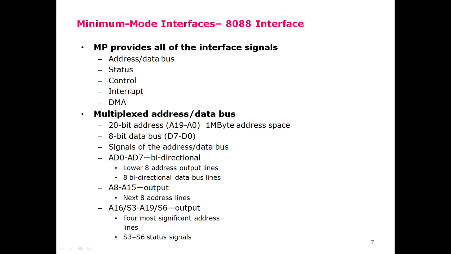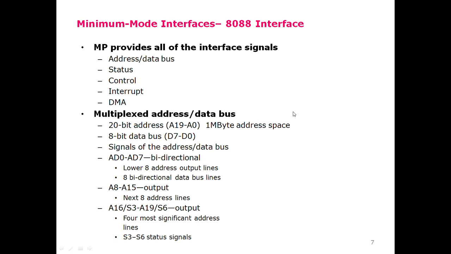The interrupt signals are received or provided by, for example, hold, acknowledge, interrupt request, NMI, and interrupt acknowledge. These signals are provided by the microprocessor itself. And control signals related to the direct memory access, which is represented with DMA, for example hold and hold acknowledge, are also generated by the microprocessor itself.